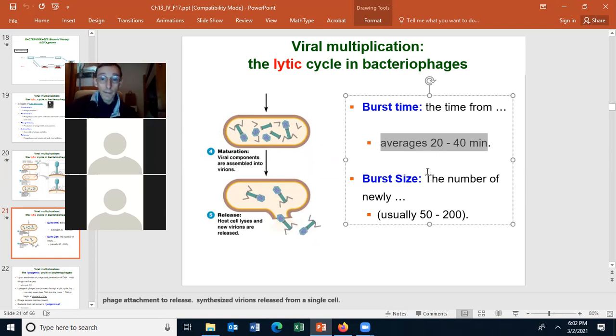Okay? And then burst size, that's the number of new virions that are released from the infected host cell, the burst size. And that depends on the species of virus. It's usually between 50 and 200 new virions released in the lytic life cycle, depending on the species. Okay, any questions about any of that?